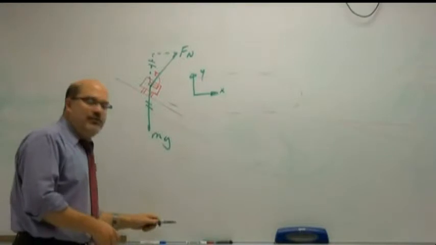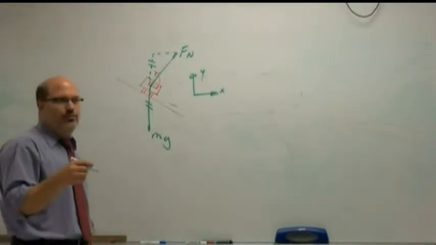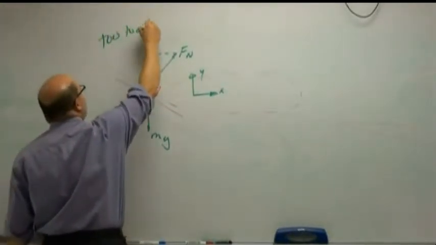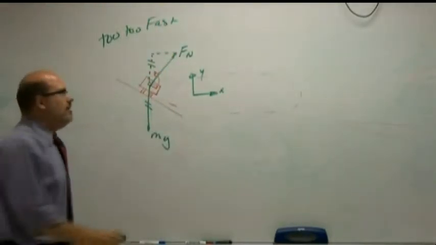So let's say that you drive too fast. Or as they say in Dr. Seuss books, too fast. Driving too fast. Which way's friction? Down.